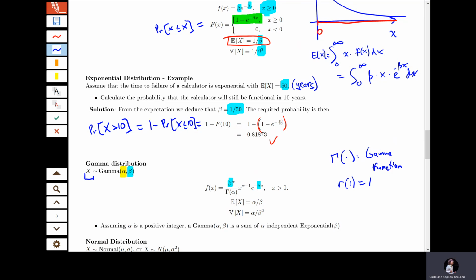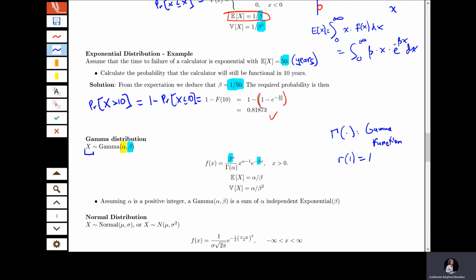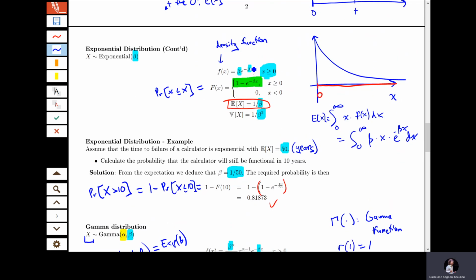And hence, you see here that a gamma with alpha equals 1 and beta equals whatever is the same thing as an exponential beta, right? Because if you plug alpha equals 1, you get exactly the same expression for the density here.